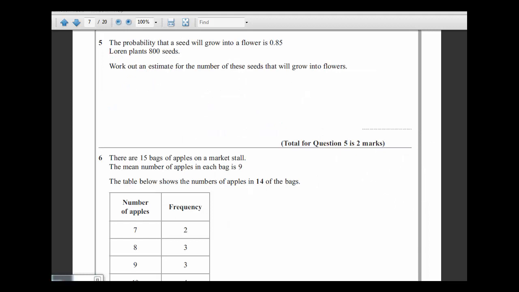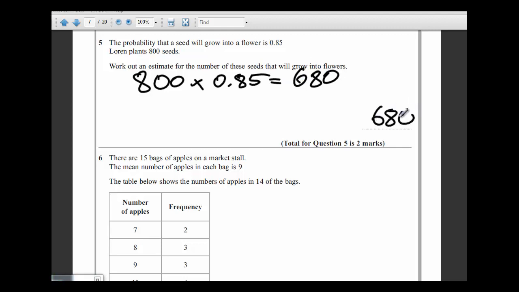Question 5. The probability a seed will grow into a flower is 0.85. Lauren planted 800 seeds. Work out an estimate for the number of these seeds that will grow into flowers. So she's planted 800 seeds. The probability they grow is 0.85. Multiply the two together, and we should just get 680. So 680 seeds are likely to become flowers.